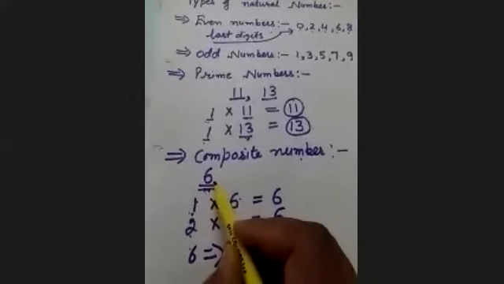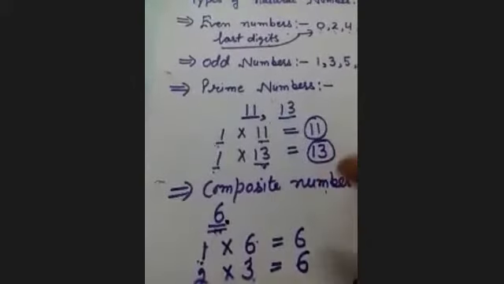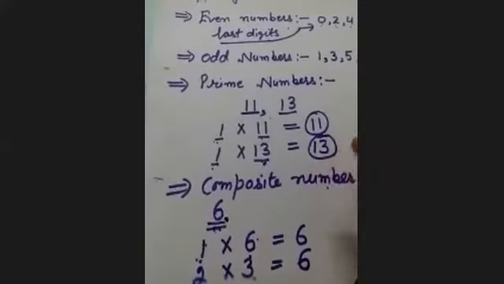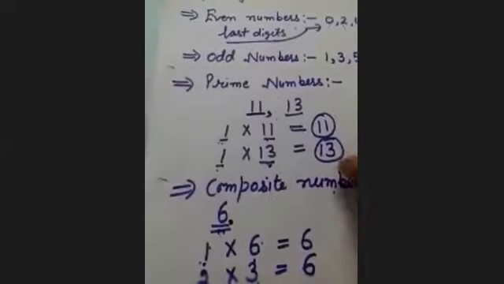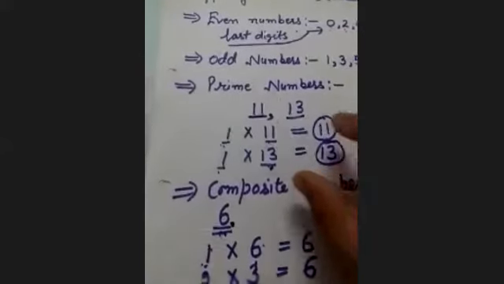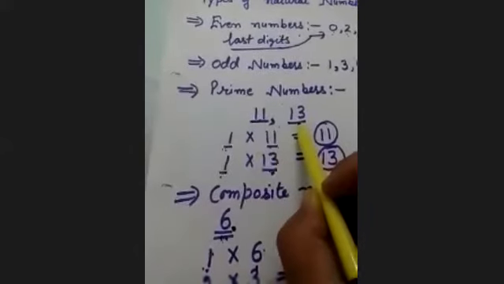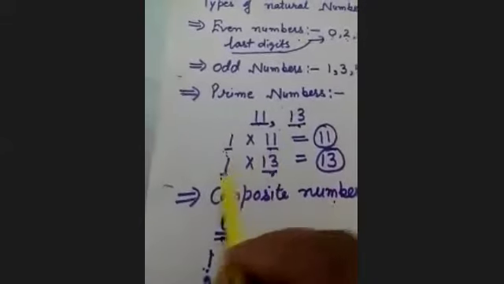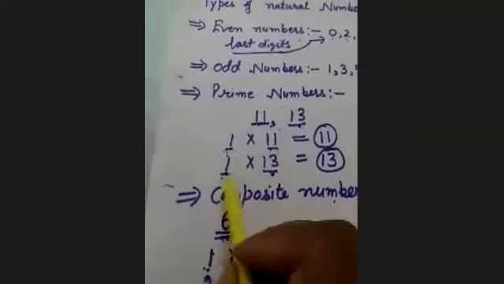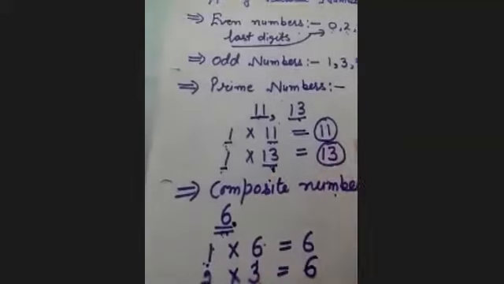Clear, students? So once again I will explain what are prime numbers. Every natural number which has only two factors is known as a prime number. For example, 11 and 13. These are prime numbers because these numbers have only two factors.